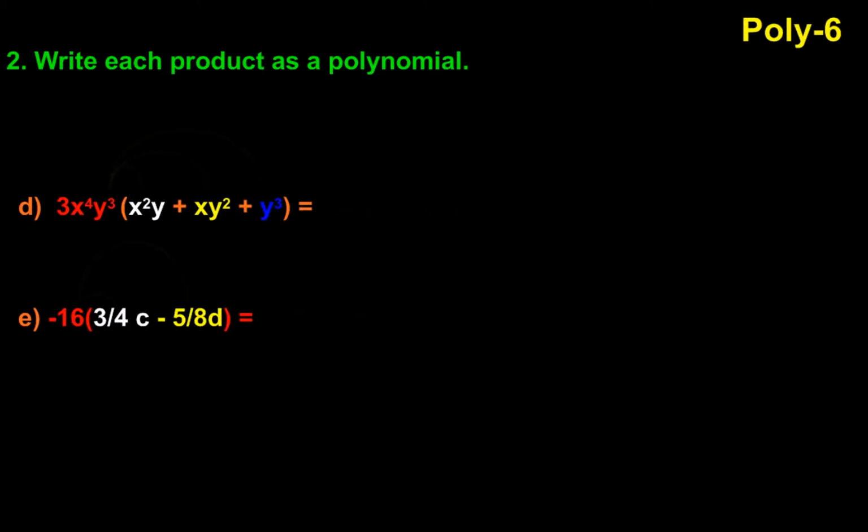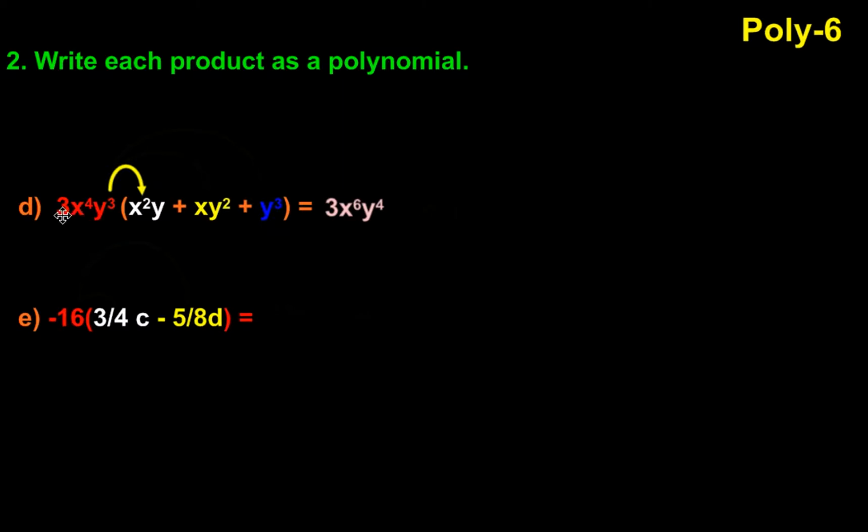We'll start by taking a look at question 2, D and E, which ask us to write each product as a polynomial. So we're taking this monomial out here and multiplying it by all of these. So the first thing we're going to do is multiply 3x to the 4th, y to the 3rd, by x to the 2nd, y. So as we use the distributive property to apply that, the 3 gets brought over, the x's get added, so we have a 4 and a 2, that gives us 6, and we have a 3, and remember this y is assumed to have a 1, so 3 plus 1 gives us 4.